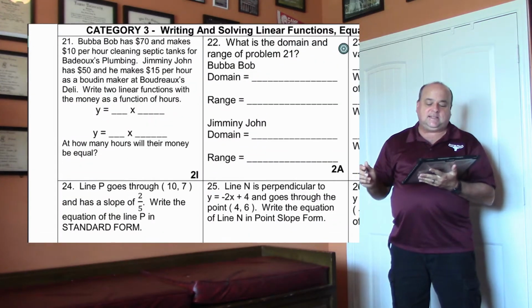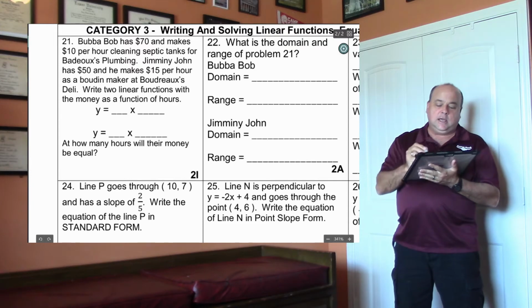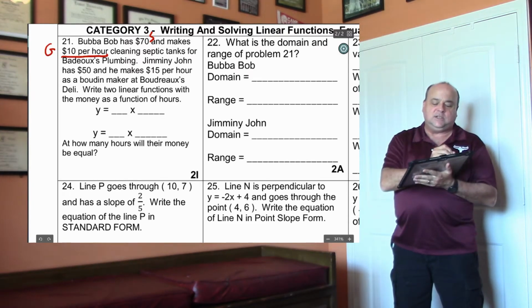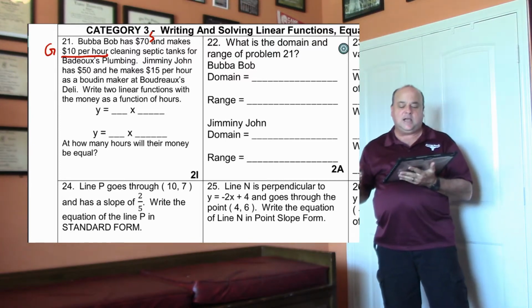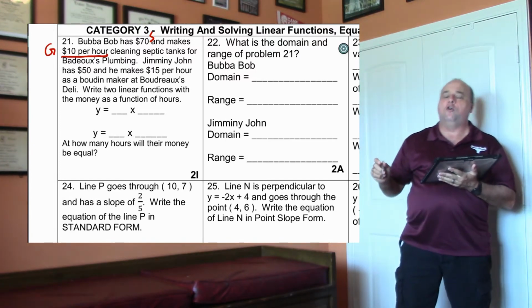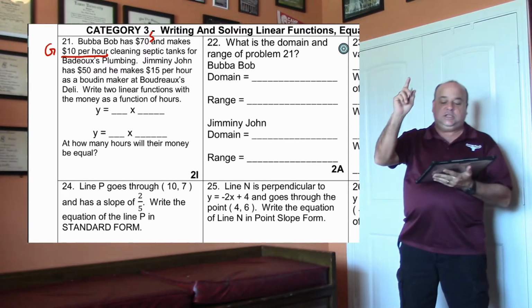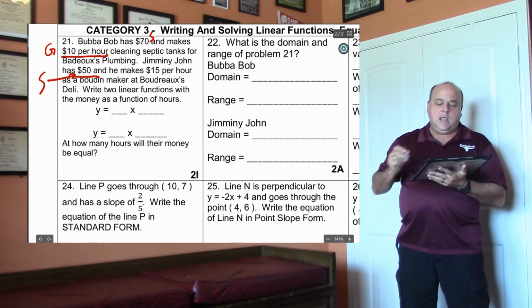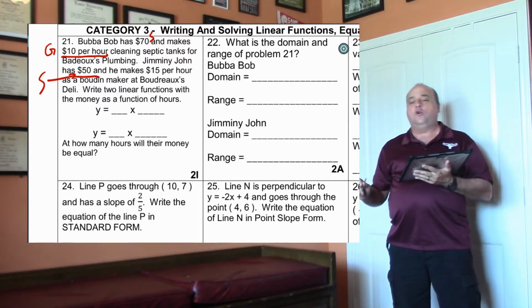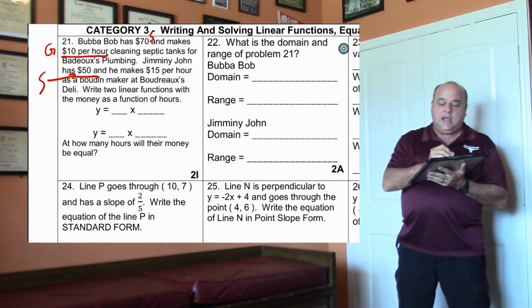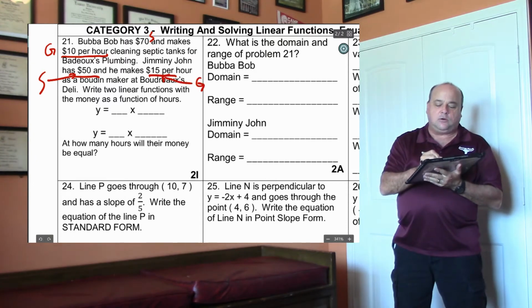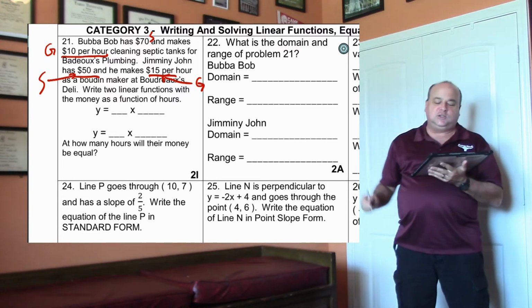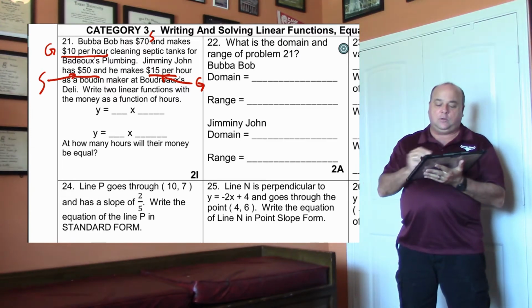Okay, Bubba Bob has 70 bucks, and this is his starting number, and makes $10 per hour. That's his growing number. Cleaning septic tanks for Baddo's Plumbing. That's a manly man job. Chimney John has 50 bucks. That's his starting number. Per hour as a boudin maker. That's good stuff. Makes $15 per hour. That's his growing number. At Boudreaux's Deli. Write two linear functions with the money as a function of the hours.